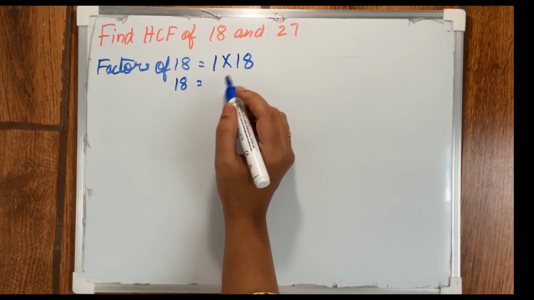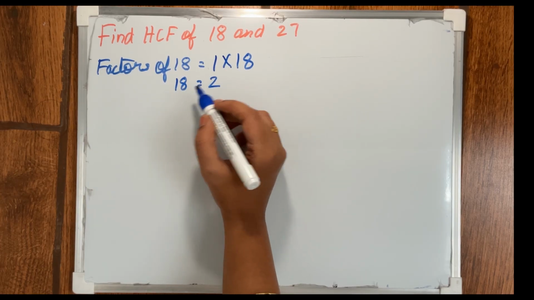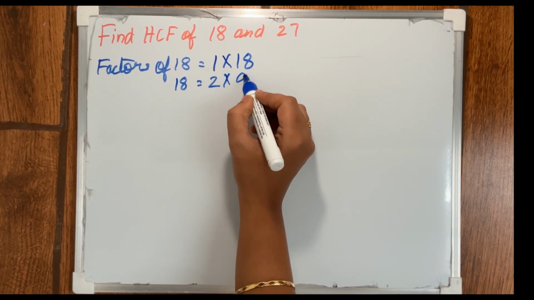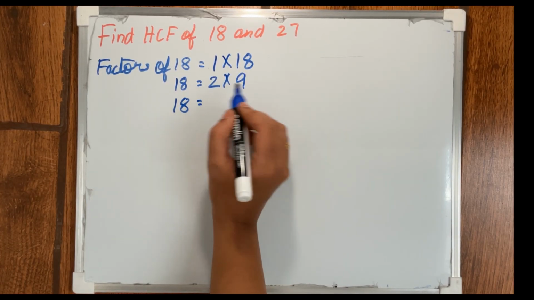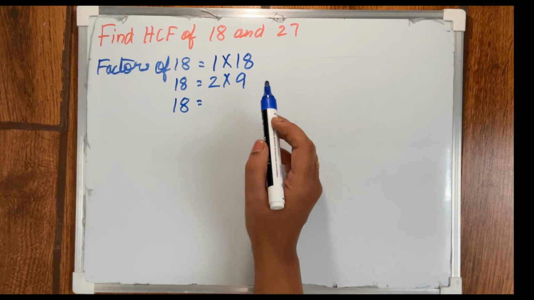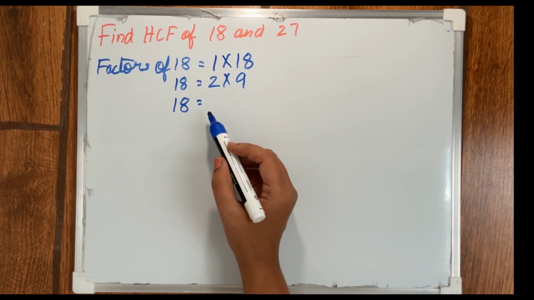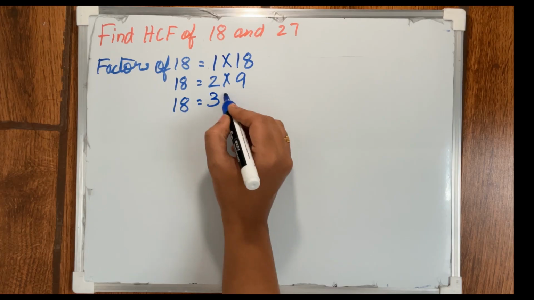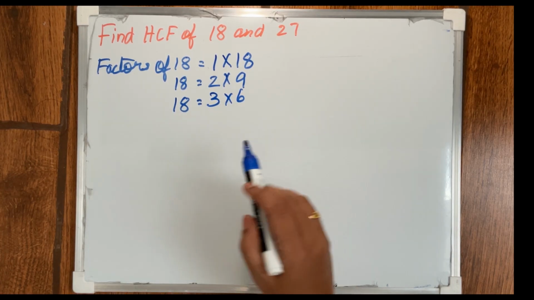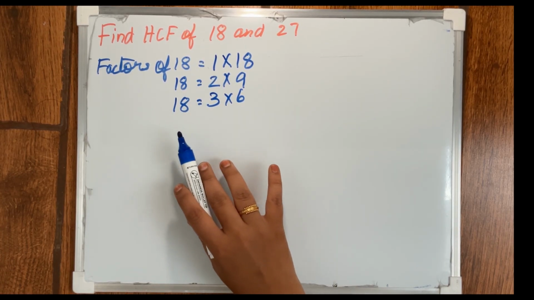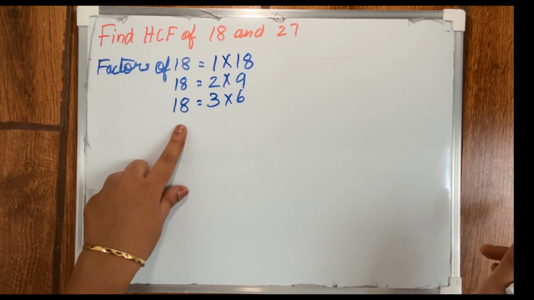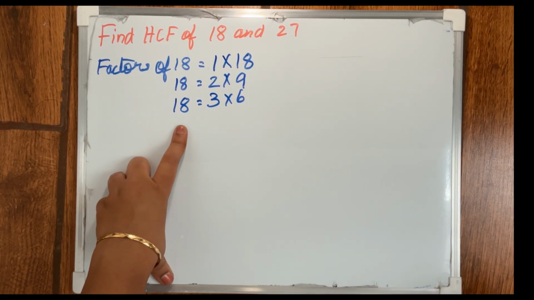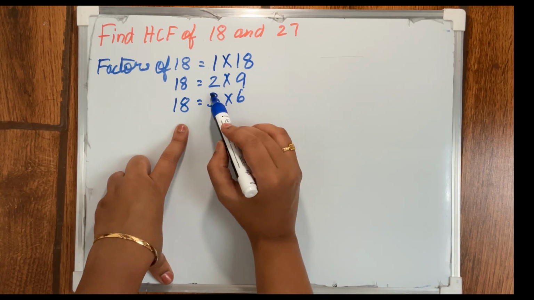Next we will see in the 2 table. Do we get 18 in the 2 table? Yes, 2 9s are 18. Next, in which table will we get 18? It should not be the reciprocal; 9 2s are and 2 9s are mean the same. Next, do we get 18 in the 3 table? Yes, 3 6s are 18. Do we get 18 in the 4 table? No. In 5? No. In 6? No. In 7? No. In 8? No. 9? 9 means 9 2s are, so we have already written it here.